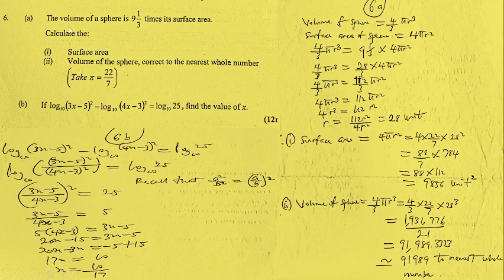In the first question we have here, question number 6a, it says that the volume of a sphere is 9 over 1 over 3 times its surface area. The volume of a sphere is 9 over 1 over 3 times its surface area. We have to calculate the surface area, then the volume of the sphere, correct to the nearest whole number.